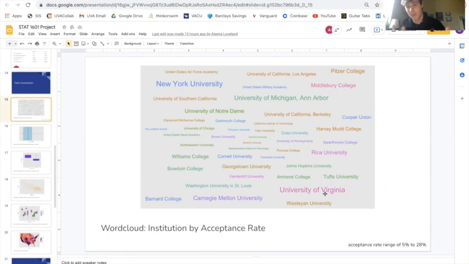And on the other hand, we have institutions that are more selective that appear smaller. So for example, you can see right here, we have Harvard University and Stanford University. Both have acceptance rates of around 4 to 5%, therefore they appear smaller. Now looking at some of our more middle-sized words, we have universities like University of Notre Dame or University of California, Berkeley that fall in the 10 to 15% range. So as you can see, it's pretty intuitive. The bigger the word, the higher the acceptance rate.